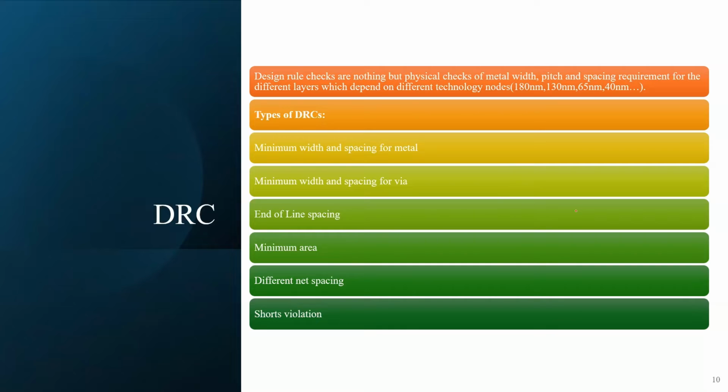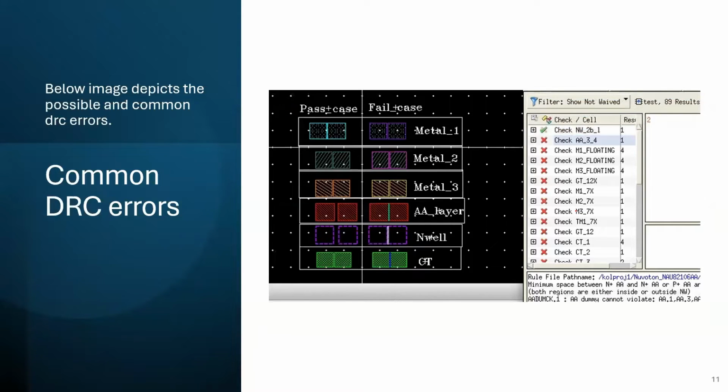So these are the types of DRC: minimum width and spacing of metal, the via width and spacings, minimum area, shorts violation. These kinds of DRC we generally get in the DRC stage. These are the common DRC. This is a test case that has been created, in which you can see the pass case and the fail case. In the fail case, of course, the DRC spacings are less, so it's not according to the DRM, the design rule manual. That's why we are getting a violation in this area, and this area is passing and this area is failing. So that's why we are getting these errors.